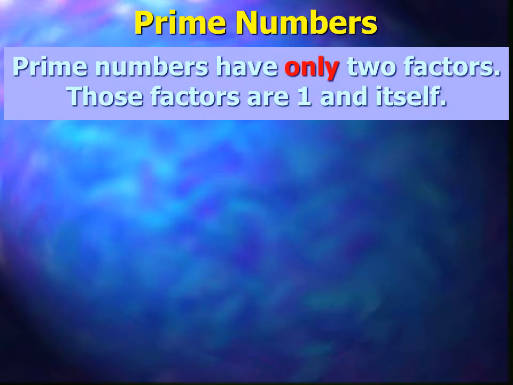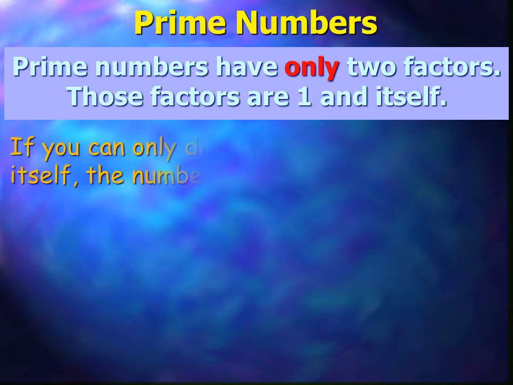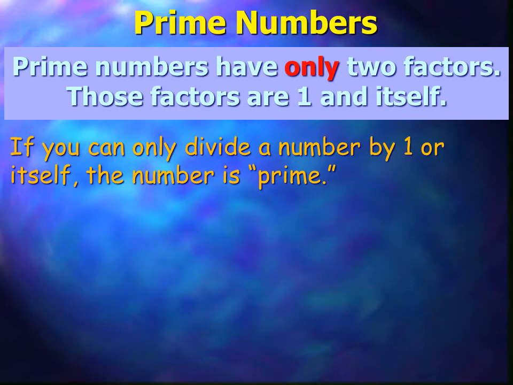Prime numbers have only 2 factors. Those factors are 1 and itself. If you can only divide a number by 1 or itself, the number is considered to be prime.